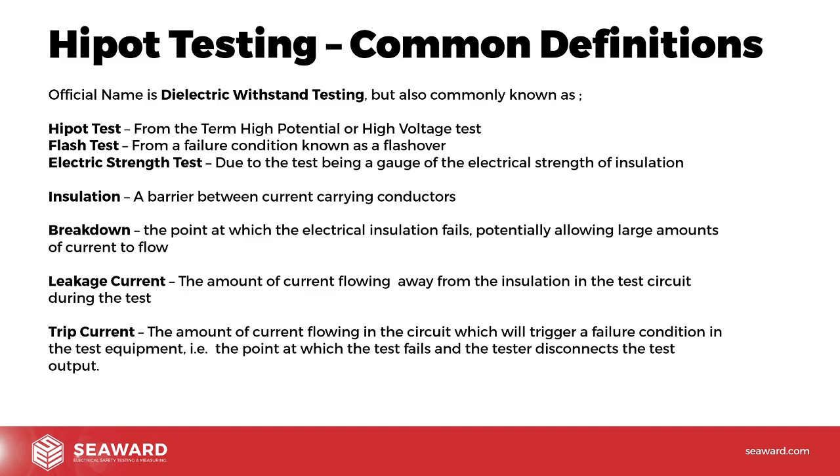And then we have what we call a hard trip current. That hard trip current is essentially the maximum capability of the tester. Now, that is usually defined by the VA capability of the transformer within the test equipment. So if it's too much for that, the tester will halt the test. And typically, this trip current will invoke an instant failure condition and an instant disconnection of the test output. Whether that's a soft or a hard trip current, it should instantly stop the test and instantly stop any output of voltage.